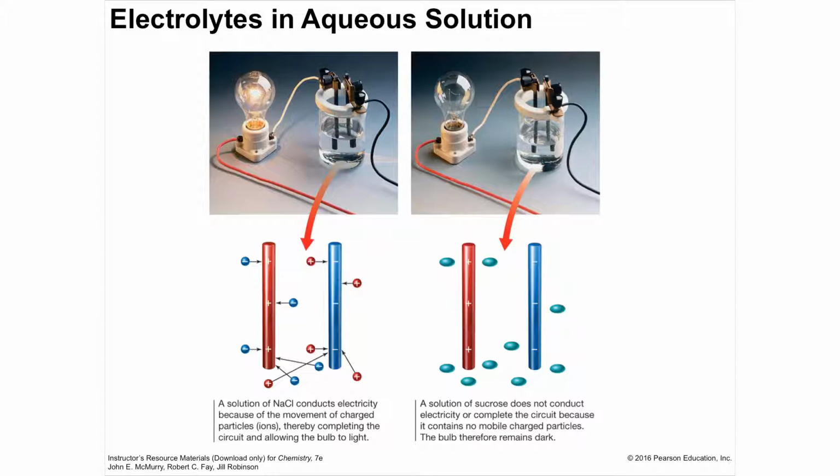So here's just a schematic. This is the sugar on the right, and it's just floating around. It doesn't have an attraction to the positive or the negative, and so there's no bright bulb. If you have positives here, it's attracted to the negative. If you have negative charges, it'll attract to the positive, and so you end up with electricity.